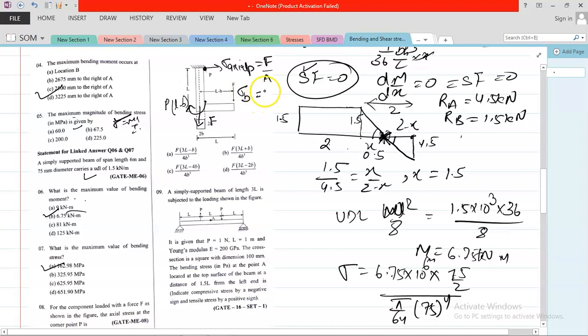So sigma bending is equal to P(L minus B) into Y, that is again B, divided by I, that is 1 by 12 into 2B whole raised to cube. So you now add up these two equations and you can get the maximum axial stress at this corner point. Okay, so the maximum value of stress is F into (3L minus 2B) upon 4B cube.